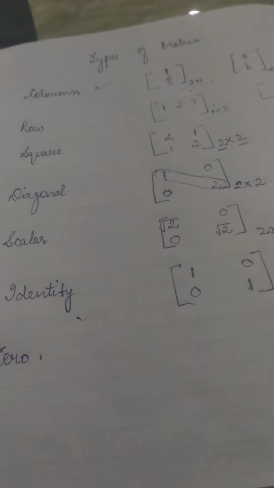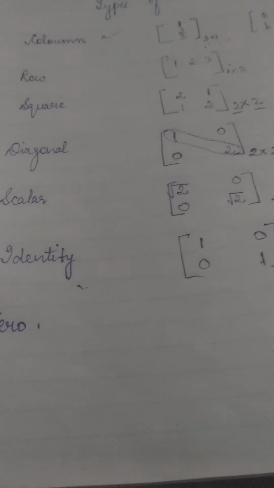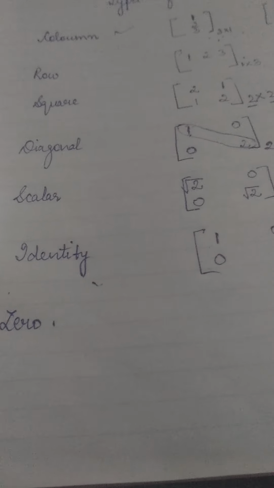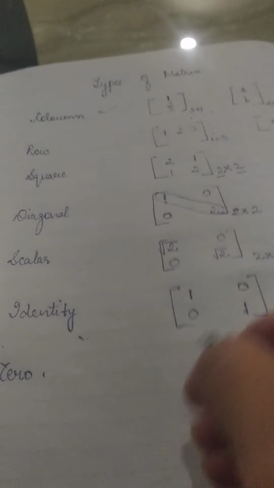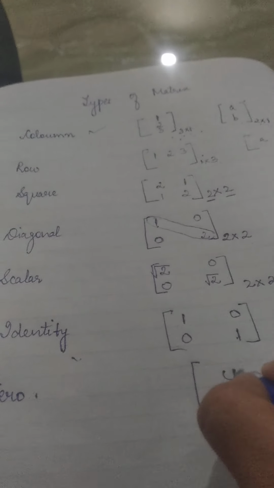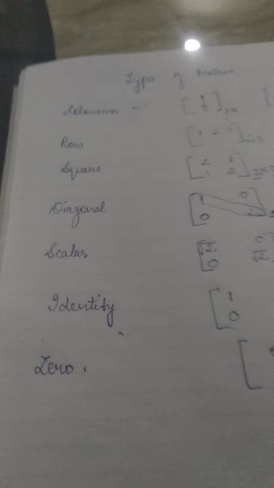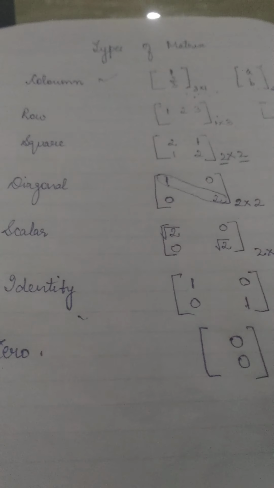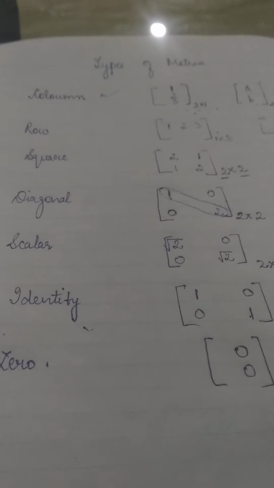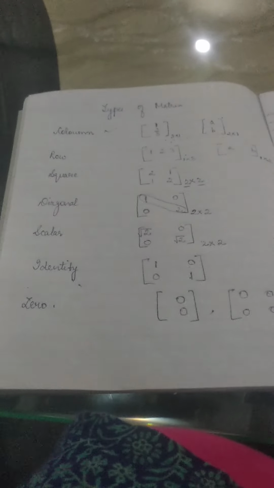or 1. Zero matrix. Zero matrix is a matrix whose all elements are 0. So any matrix with all its elements as 0 refers to a zero matrix, or it can be this. So these are the types of matrix.